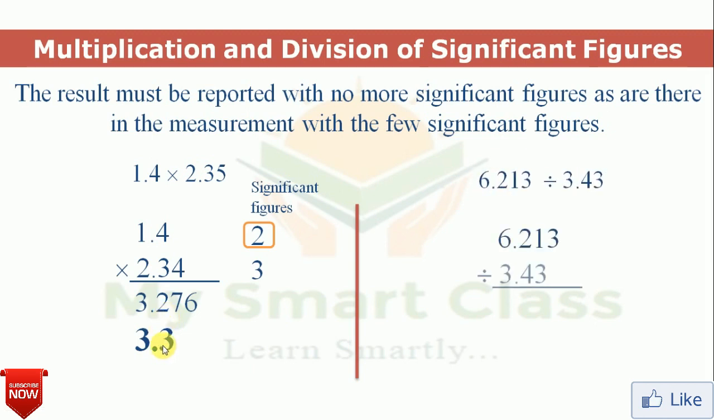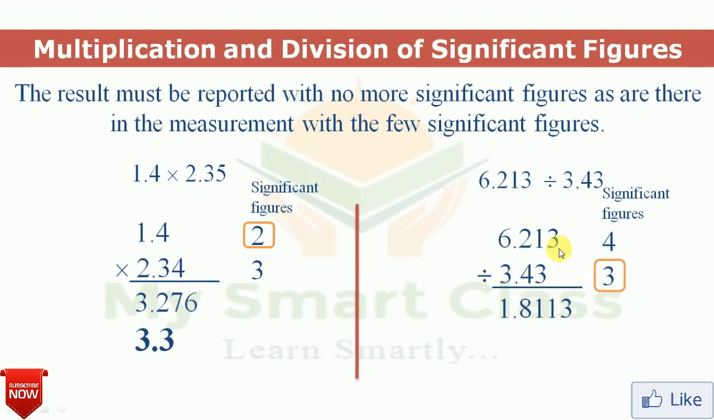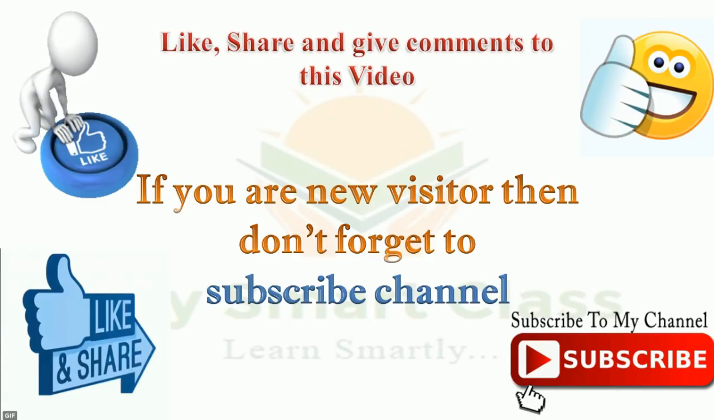Same for division, just do the division, get the answer, and see the total number of significant figures. We never worry about the decimal point. In the case of addition and subtraction, we are dealing with the digits after the decimal point, but in the case of multiplication and division, we have to see the total significant figures, and we have to consider the lowest significant figures. In this case this number has 4 and this has 3. So our answer should contain 3 significant figures. So we have to remove this 1 and 3, and that is lesser than 5, so we can easily remove it. So our answer is 1.81. So this is about significant figures.